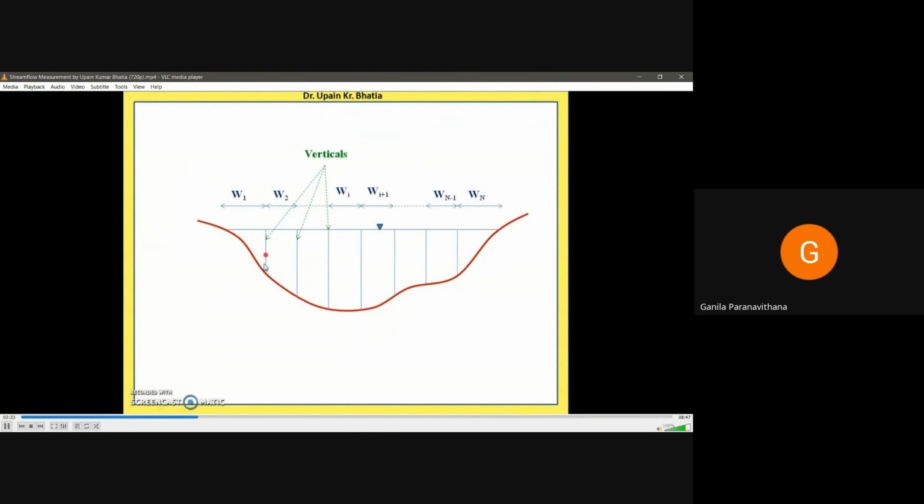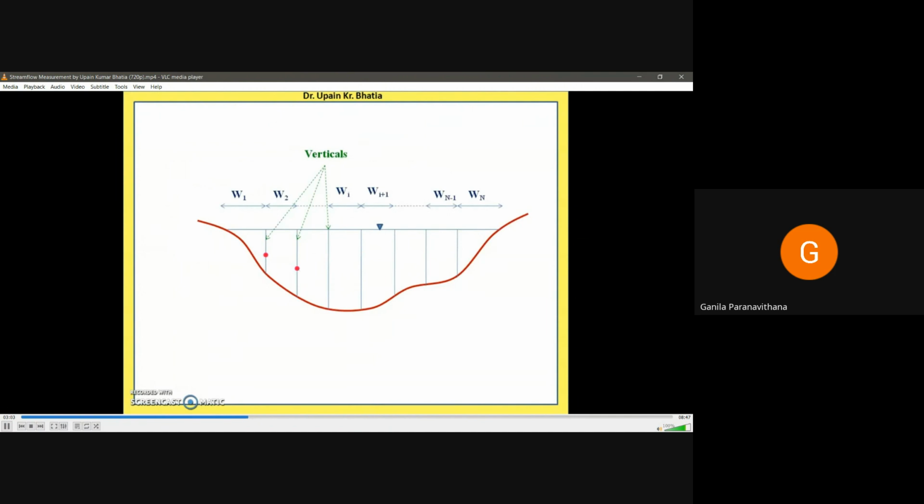The red dot which has just appeared on the first vertical is the point where we are going to measure the velocity, either by current meter or by any other method. If you work out the velocity at this point, which is at 0.6 times the depth of vertical below the water surface, then the velocity at this point will be the average velocity on this vertical. Similarly, on the second vertical, if this red dot is at 0.6 times the depth of the vertical, then the velocity at this point again will be representing the average velocity on the vertical.